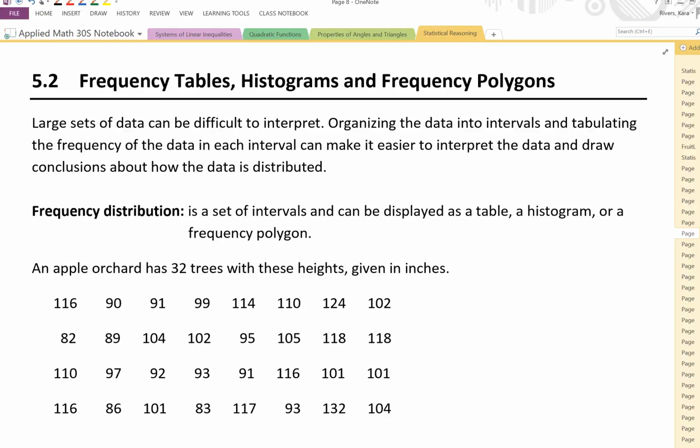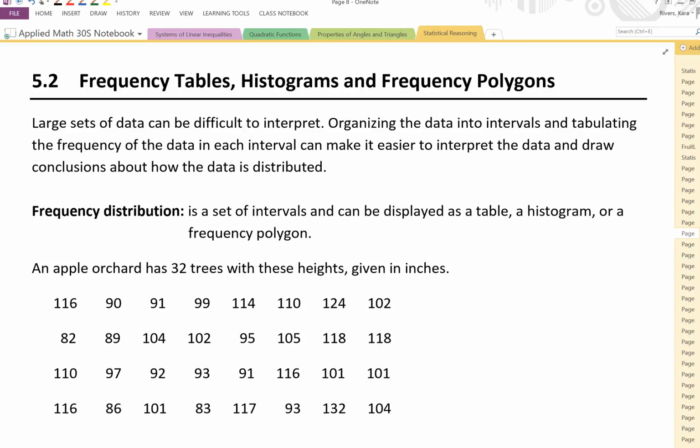In this lesson, we're going to look at frequency tables, histograms, and frequency polygons. Large sets of data can be difficult to interpret. Organizing the data into intervals and tabulating the frequency of data in each interval can make it easier to interpret the data and draw conclusions about how the data is distributed.